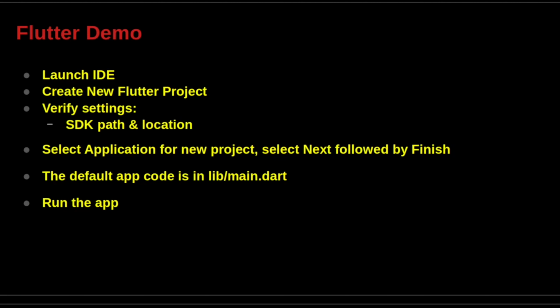The default app code is in the text file under lib/main.dart. Dart is the programming language for Flutter. Run the app. You will have to select a device, which can be virtual or physical, to run the app.